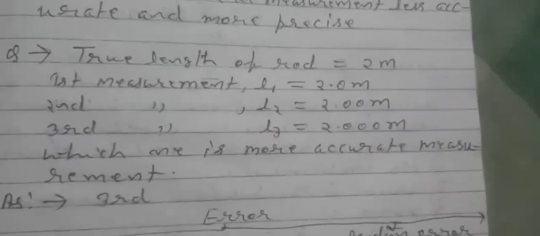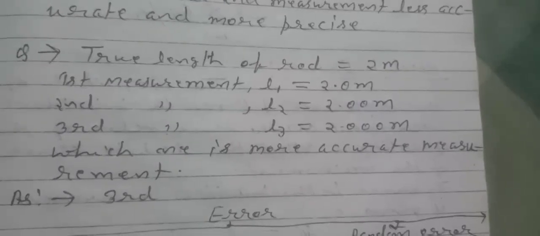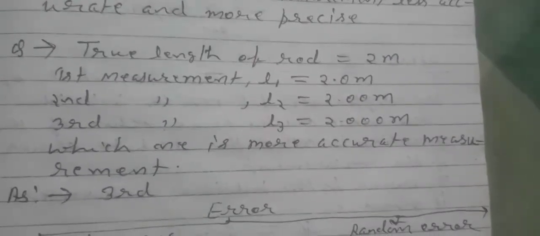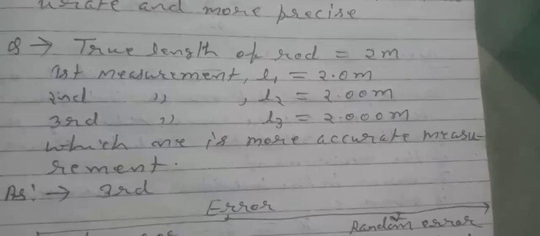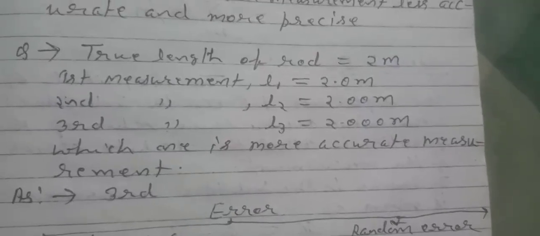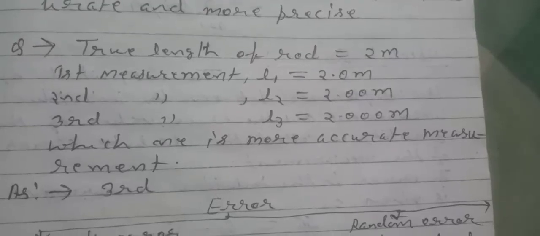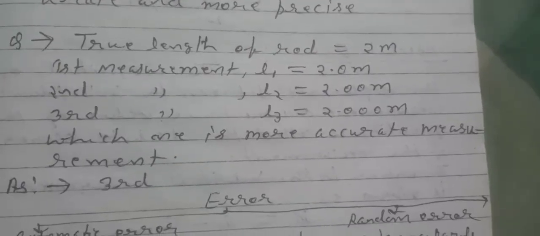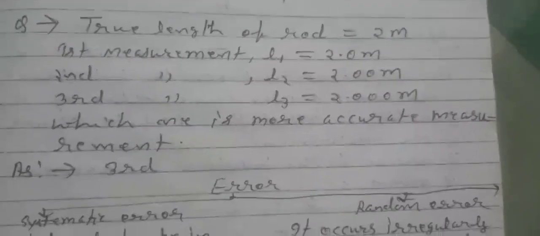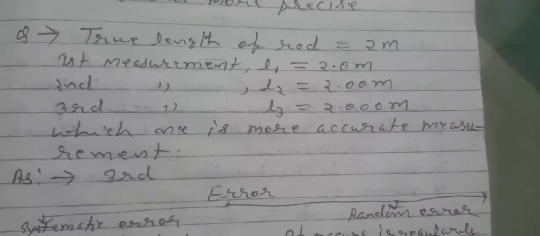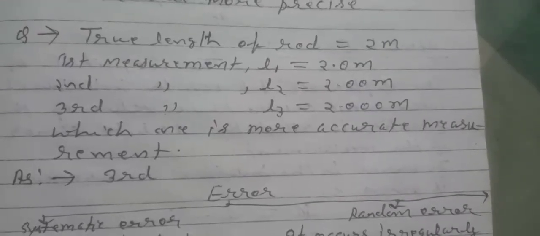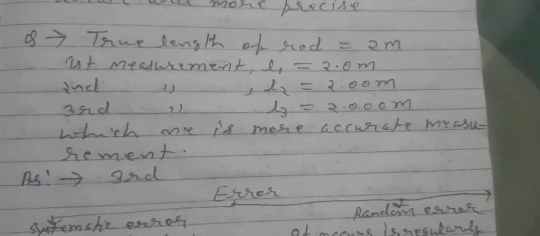Question: the true length of a rod is 2 meter. First measurement L1 equals 2.0 meter. Second measurement L2 equals 2.00 meter. Third measurement L3 equals 2.000 meter. Which one is the most accurate measurement? Answer will be third, because the third is more accurate and also more precise.